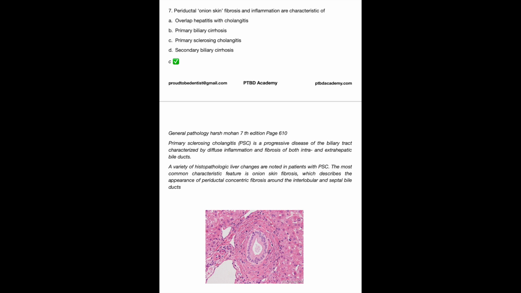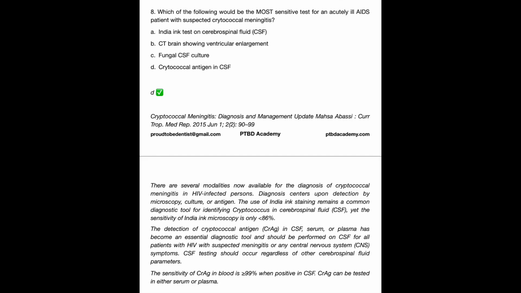Seventh question, periductal onion skin fibrosis and inflammation are characteristic of option C, primary sclerosing cholangitis, and you can also see the histopathologic image. Eighth question, which of the following would be the most sensitive test for an acutely ill AIDS patient with suspected cryptococcal meningitis? Cryptococcal antigen in CSF, along with the sensitivity percentage, is mentioned in the explanation. You can go through it. Option D is the right answer.